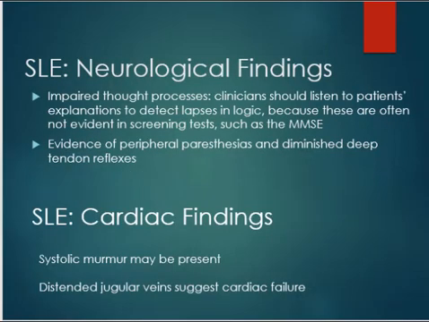Some neurological findings include impaired thought processes. Patients may report lapses in logic, and these are sometimes not even evident on many mental exams. There can also be evidence of peripheral paresthesia and diminished deep tendon reflexes. Cardiac wise, there could be systolic murmurs, and there can be distended jugular veins due to cardiac failure.